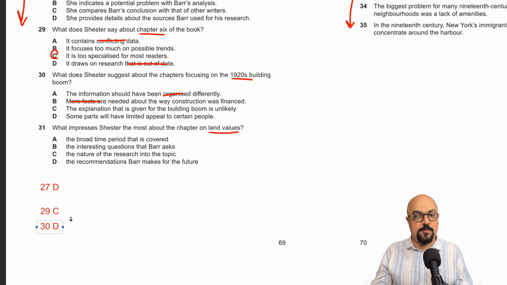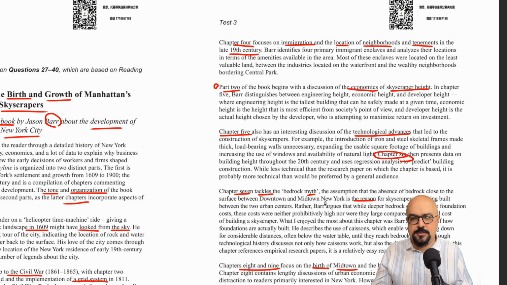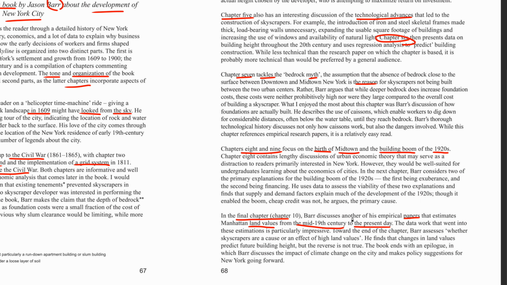Well, we can't be 100% sure, but this is the most possible, the most feasible, let's say, answer. Now, where are we? 30 is done. 31: What impresses Chester the most about the chapter on land values? Chapter on land values. I remember it was here. Land values, yes. So what impresses her the most?